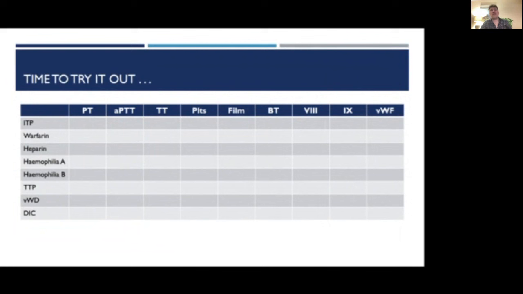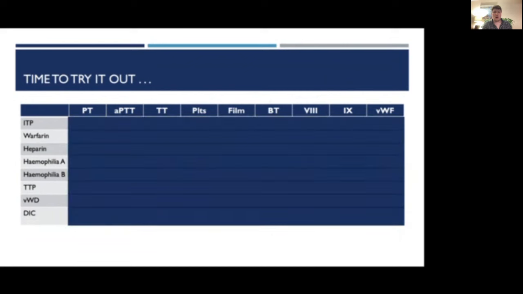I think it's quite handy to have an idea for common conditions and how that would present in terms of the range of tests that you have. So across the top here, we've got our prothrombin time, our activated partial thromboplastin time, our thrombin time, and then the platelets, a blood film, a bleeding time.